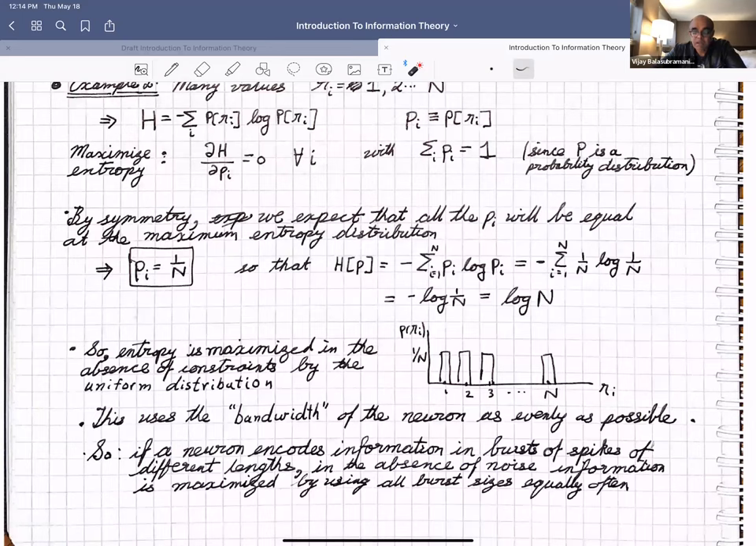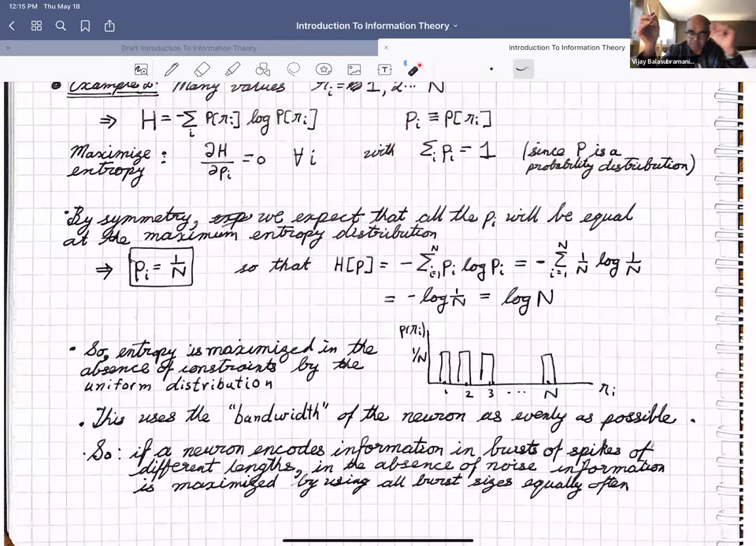Okay, so roughly speaking, what we've said here is that the entropy is maximized, in the absence of constraints, by the uniform distribution. One way of conceptualizing this: I'm going to keep talking about the information channel as being a neuron, just for concreteness, but it's any kind of information channel you want. What this says is that you maximize the entropy, which we can think of as the amount of information you transmit per symbol, when you use the bandwidth, namely the expressive range of the signaling channel, as evenly as possible. So that's the idea here.